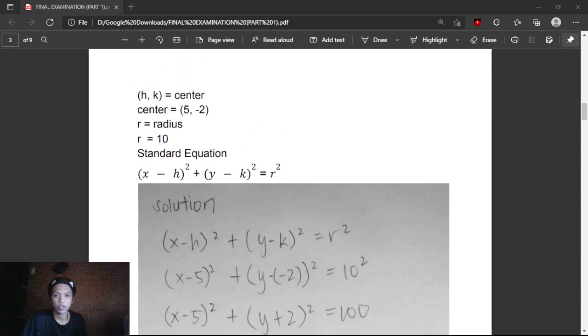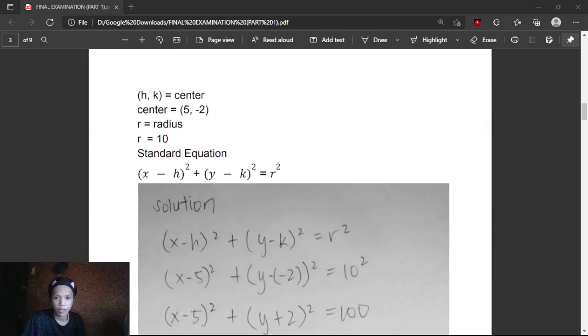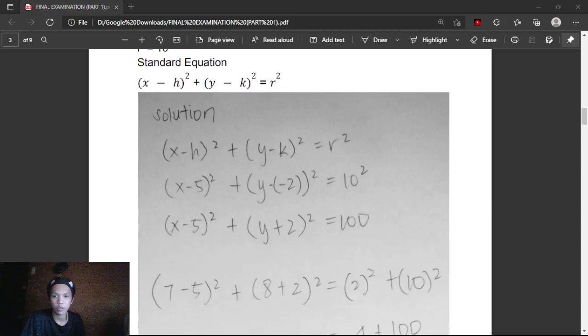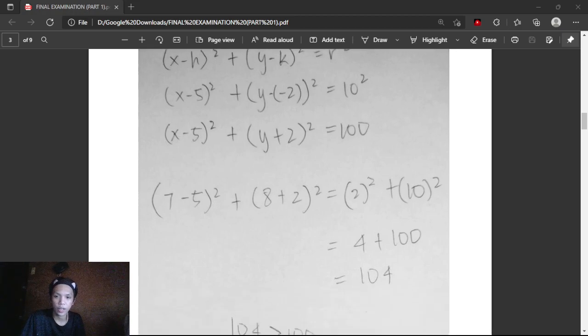So let's mention first the center is (h, k). So the center is at (5, -2), and the radius is r equals 10. We will use the standard equation: (x minus h) squared plus (y minus k) squared equals r squared. So my solution is (x minus 5) squared plus (y minus -2) squared equals 10 squared. So the answer is (x minus 5) squared plus (y plus 2) squared equals 100.